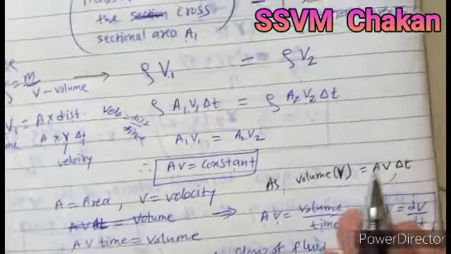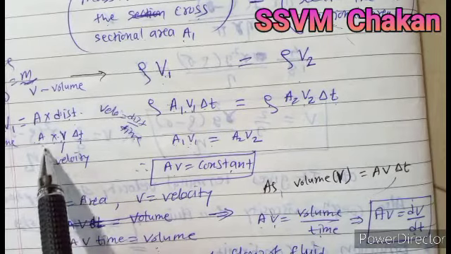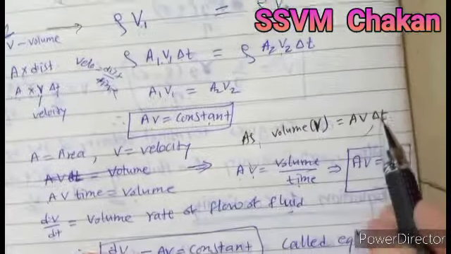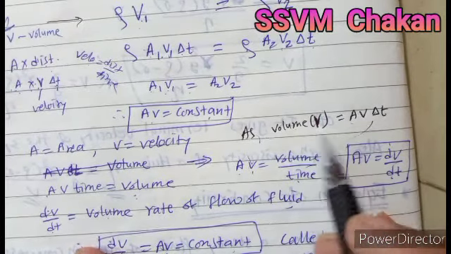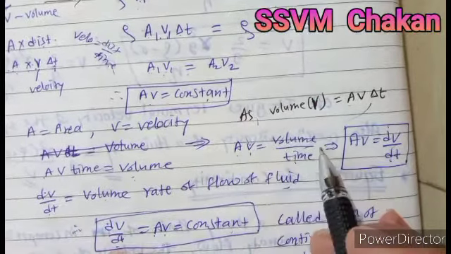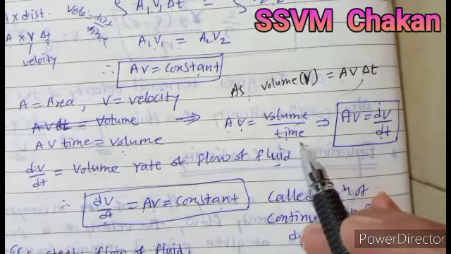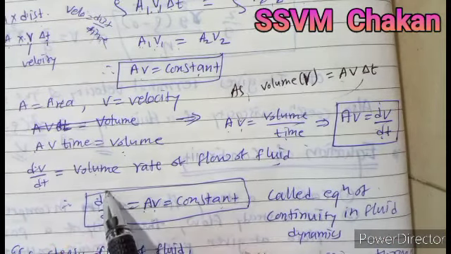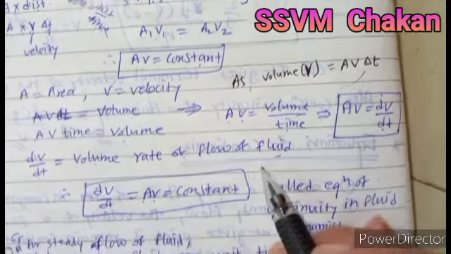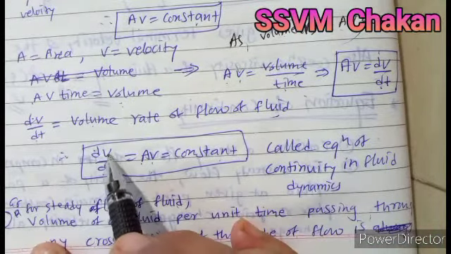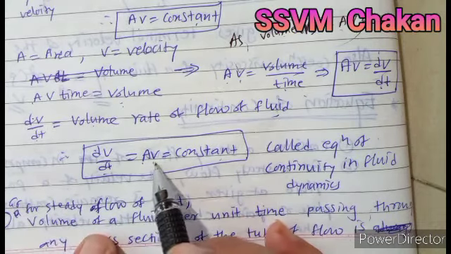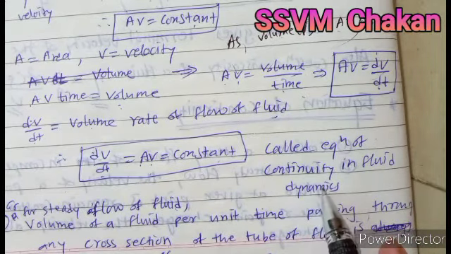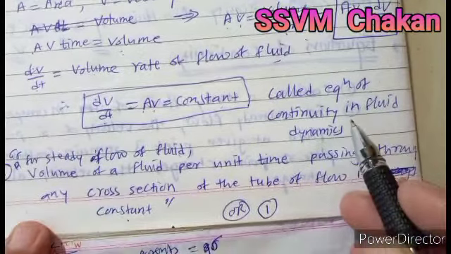As we have derived this equation, V is equal to A v delta t, that is, volume is equal to A v delta t. Shift delta t to the other side, so A v is equal to volume upon time. Volume is dV and take the time as dt. It is called the volume rate of flow of a fluid. This volume rate of flow, which is equal to area into velocity, is equal to a constant, known as the equation of continuity in fluid dynamics.